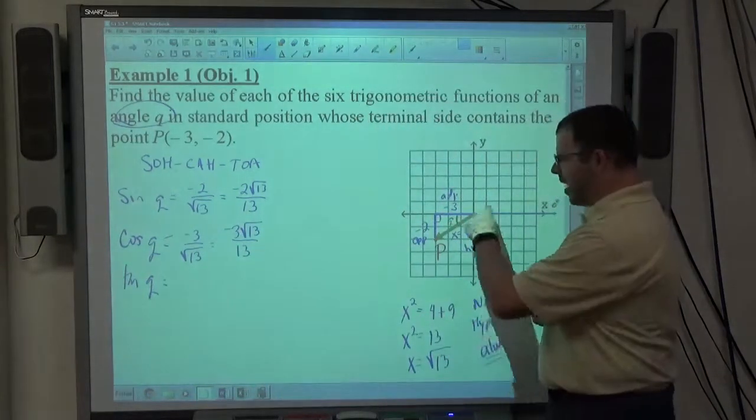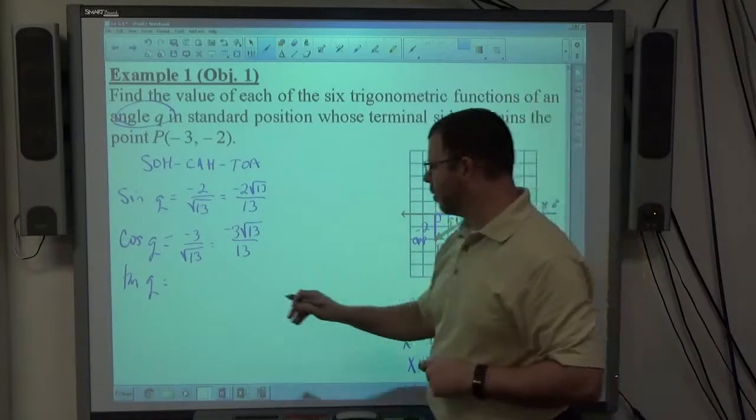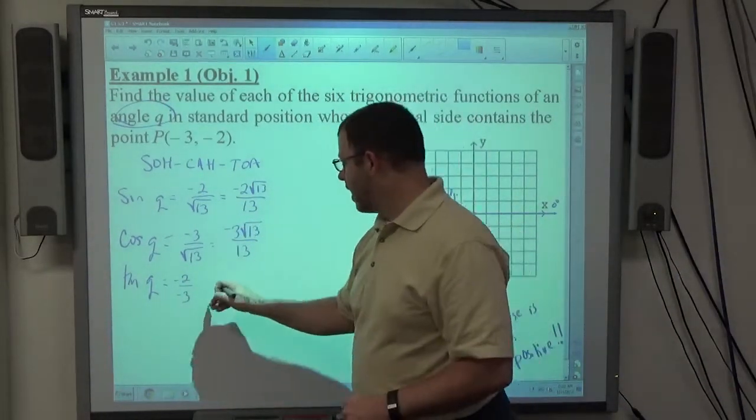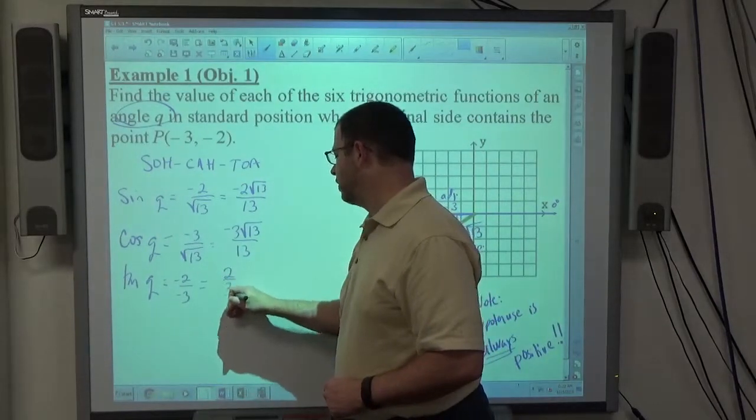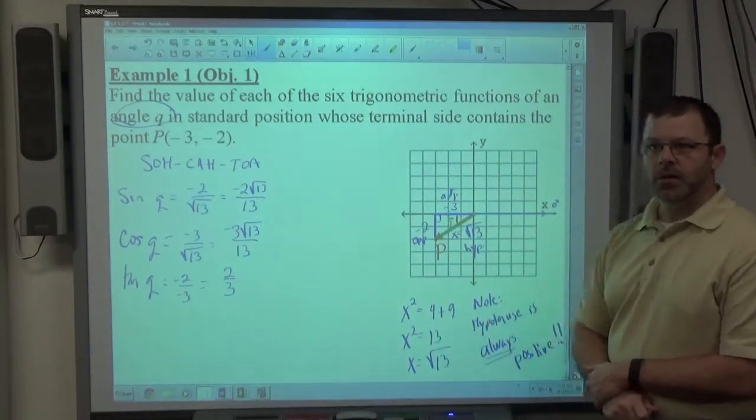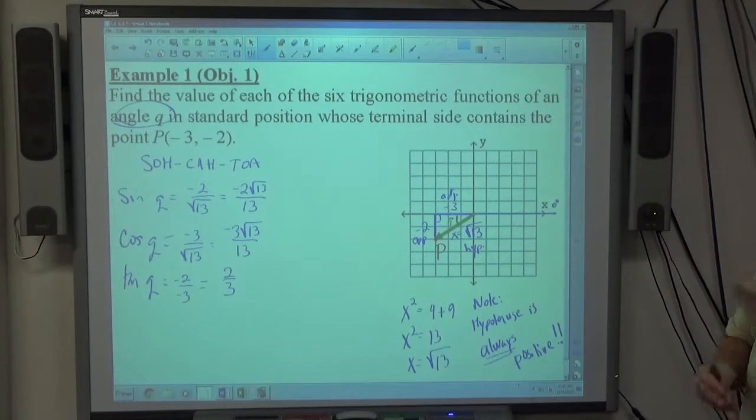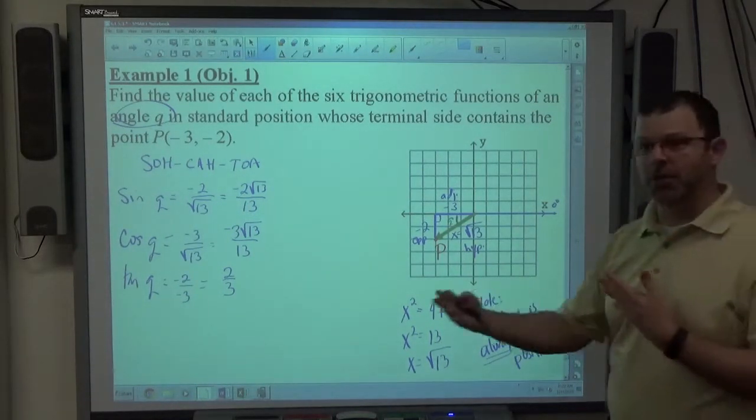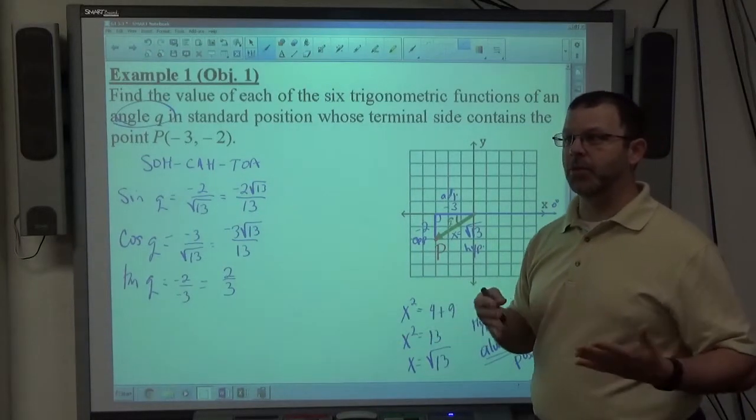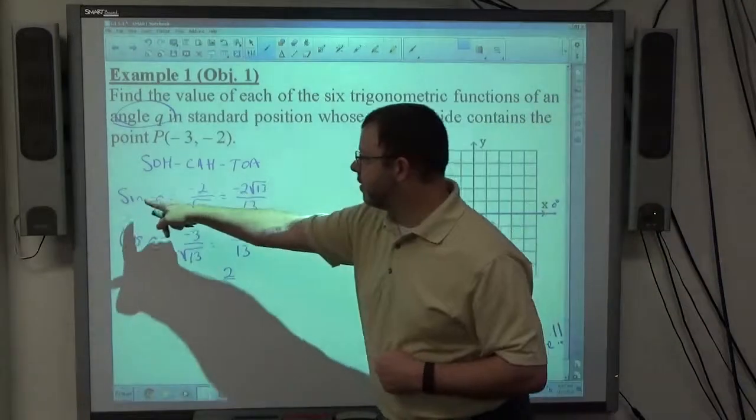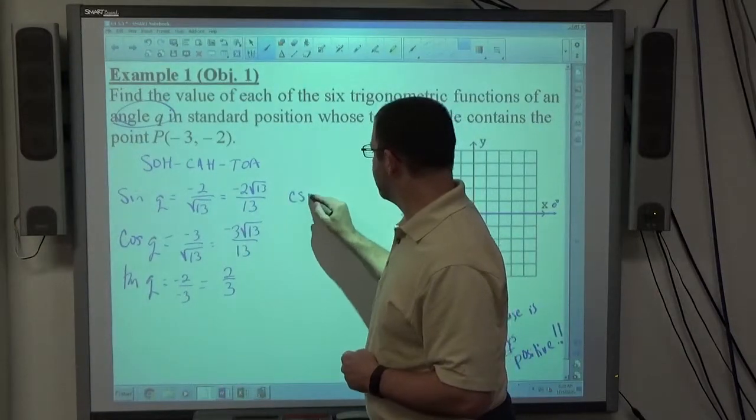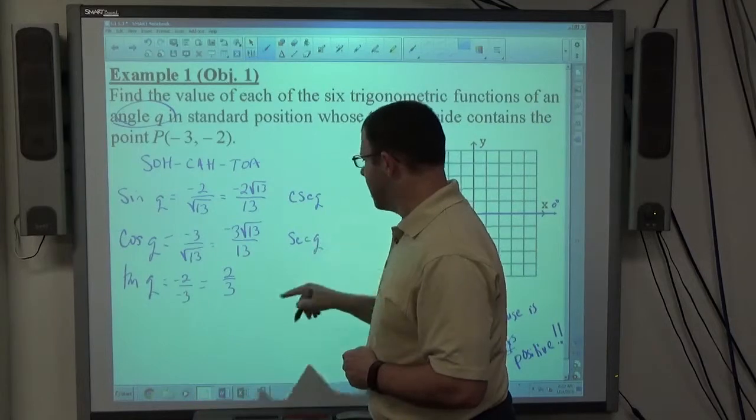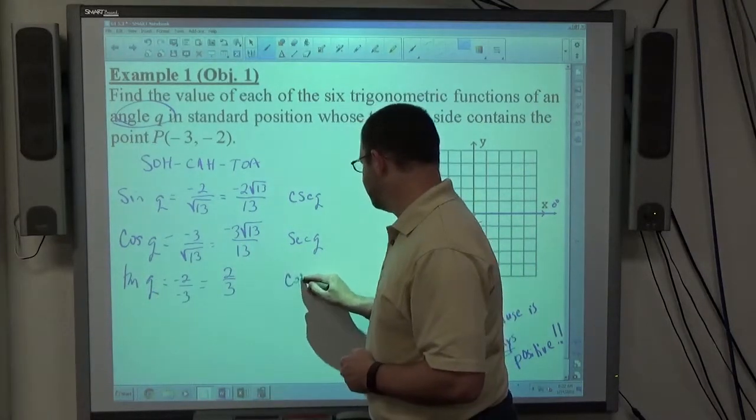And tangent of Q is opposite over adjacent, that's -2 over -3, which is perfectly fine. I would prefer to call it positive 2/3. All right. Once I've got my three normal trig functions, the ones I'm used to, sine, cosine, tangent, then I want to do the reciprocal functions. And again, I want you guys to become familiar with the reciprocal functions, which one's which. Sine's a reciprocal to cosecant. Cosine's a reciprocal to secant. And tangent's reciprocal to cotangent.